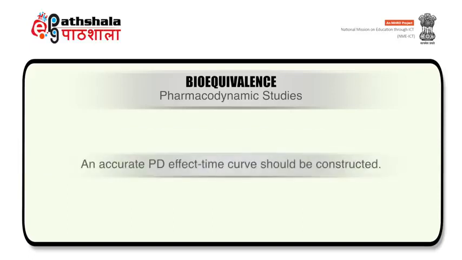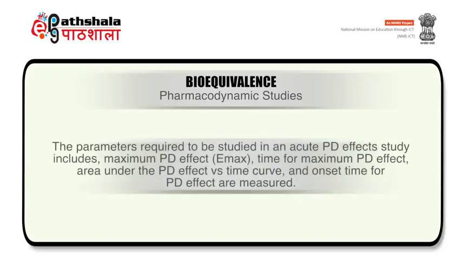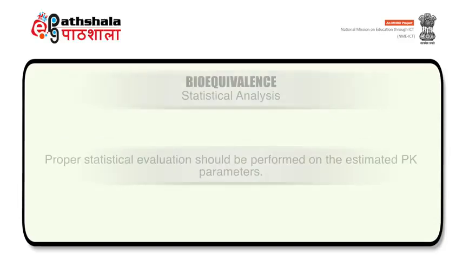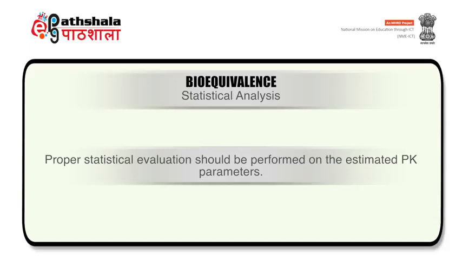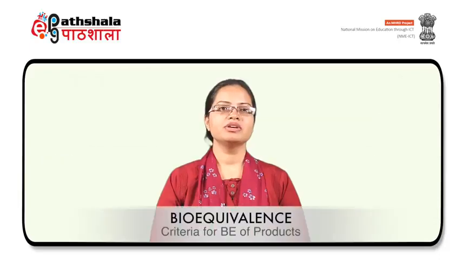An accurate pharmacodynamic effect time curve should be constructed. The parameters to be studied include maximum pharmacodynamic effect, time for maximum pharmacodynamic effect, area under the pharmacodynamic effect versus time, and onset time for the pharmacodynamic effect. After that, proper statistical evaluation should be performed on the estimated pharmacokinetic parameters. Finally, we will be discussing the criteria for the bioequivalence of the products.